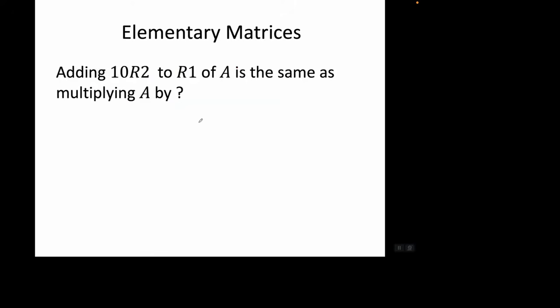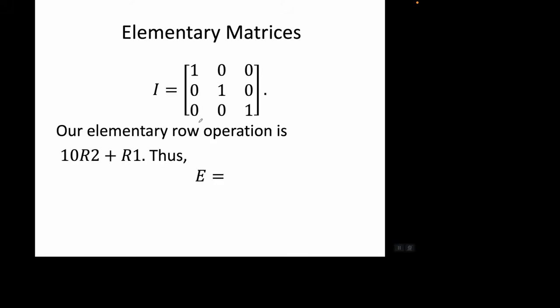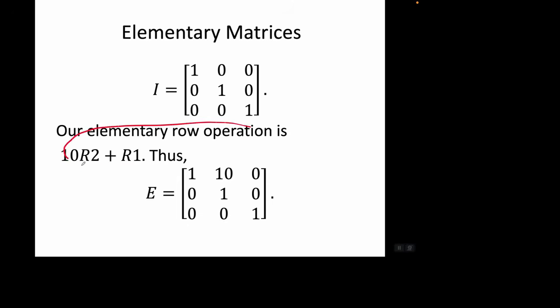Lastly, adding 10 times row 2 to row 1 of A is the same thing as multiplying A by what? Well, let's figure it out. Here's our identity matrix. Our elementary row operation is 10 times row 2 added to row 1. So if we multiply row 2 by 10, we get 0, 10, 0. And now let's add that to row 1. Row 1 is going to be 1, this is going to be a 10, and that's going to be a 0. So that's our matrix. Our matrix E is 1, 10, 0, 0, 1, 0, 0, 0, 1. Again, that's the matrix we obtain when we perform this same elementary row operation on the identity matrix.